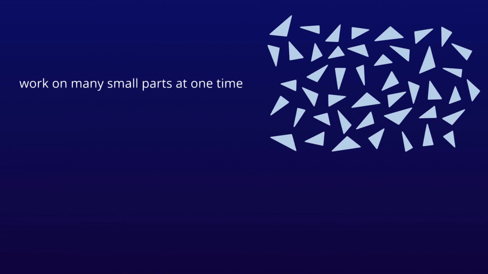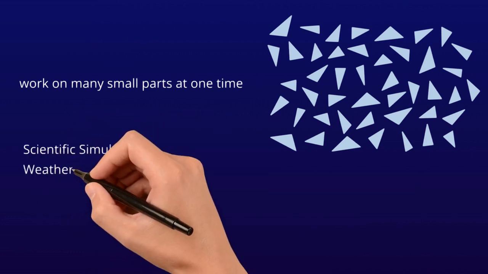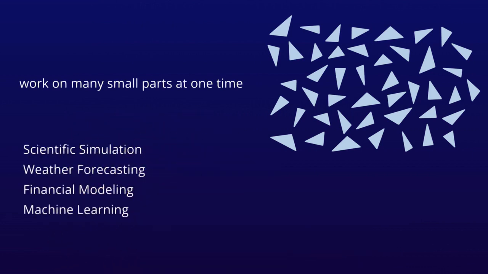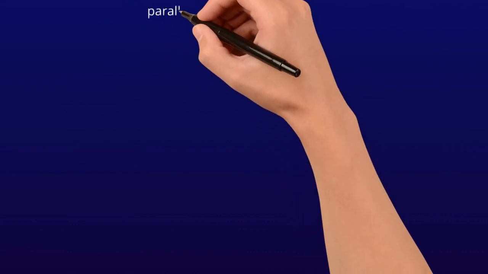Because of this, it is very important how you break down big tasks into small tasks. If your program is slow not because of the processor but because of other resources like RAM or input-output, it might not help to break it into parallel tasks. Scientific simulation, weather forecasting, financial modeling, and machine learning are some of the places where parallel processing is used.